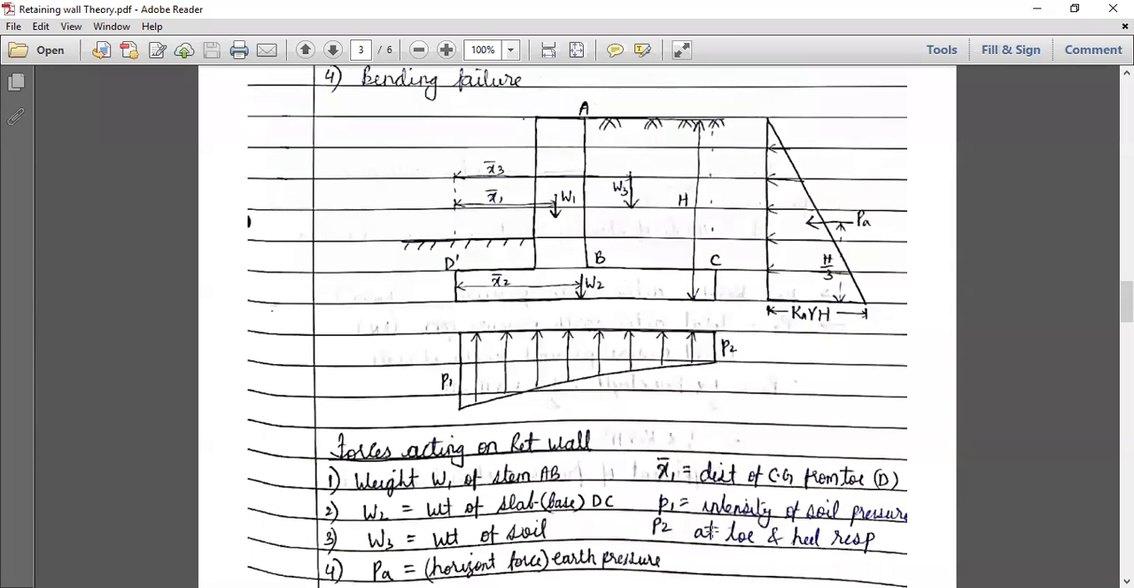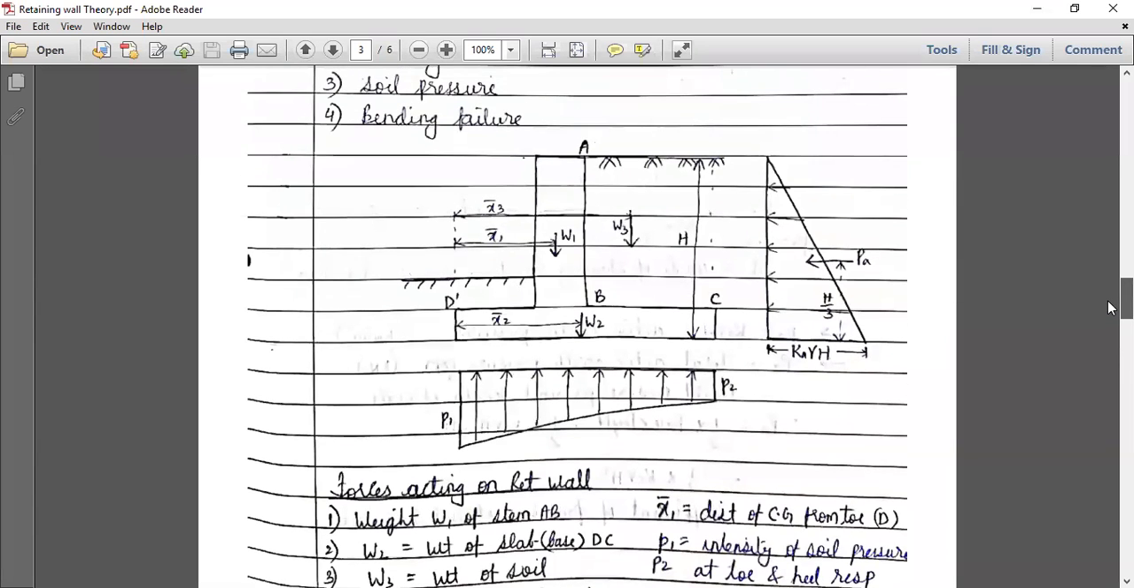And what are P1 and P2? These are the intensity of the soil pressure at the toe and at the heel respectively. Okay, so soil pressure will come from the bottom and also from the side. So these are the various forces acting on a retaining wall. So I hope this is clear so far. Is this clear so far, everyone? Yes, sir. Okay, fine. So these are the basics, the theory part which you should know before actually solving the numericals.